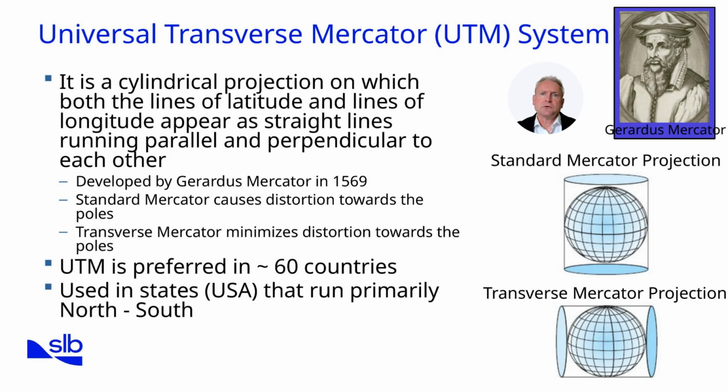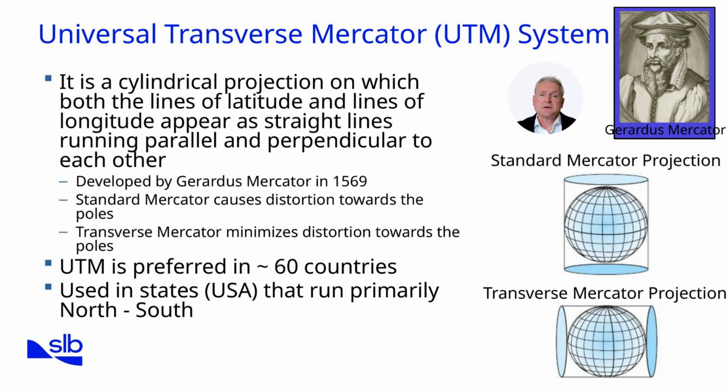Now we come to the Universal Transverse Mercator, or UTM system, the most widely used projection in our industry. UTM was developed from the Mercator projection by rotating the cylinder 90 degrees to make it transverse. Instead of lines of latitude and longitude curving, they appear as straight, perpendicular lines within each zone. This reduces distortion at higher latitudes and creates a practical grid system.